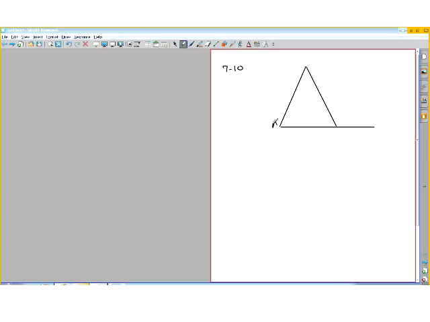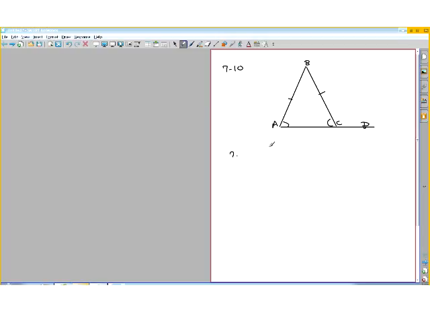And it looks something like that. And we have the designation of A, B, C, and point D here. So because it's an isosceles triangle, we know that these two sides are equal to each other. We also know that these two angles are equal to each other.